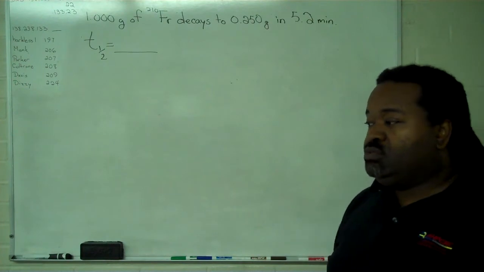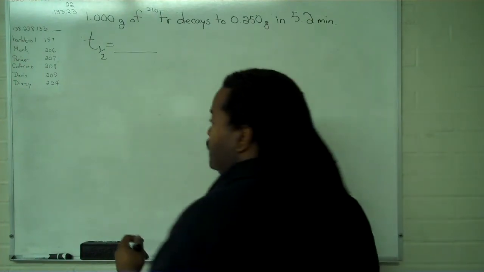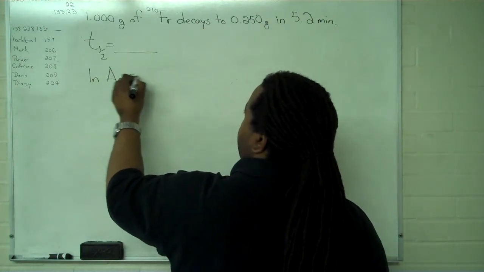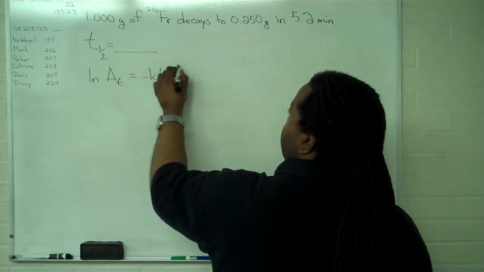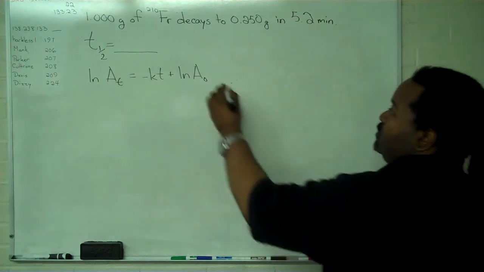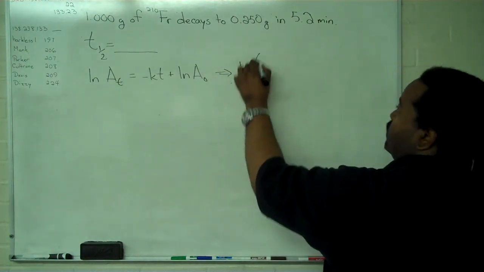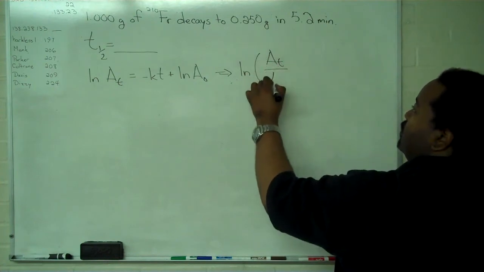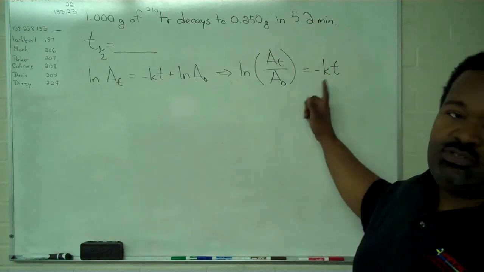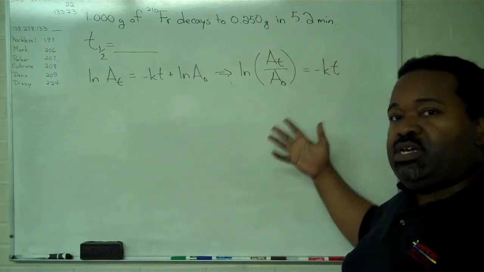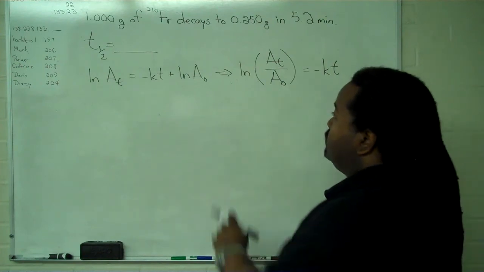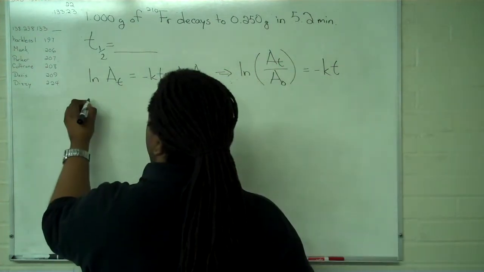Well, we can use our rate law, because we have an amount at a particular time, and we have an initial amount. So if we use our rate law here, and I'm going to write it in the ratio format, this will allow us to find a value for the rate constant. And because this is a first order reaction, once we have the rate constant, then we'll be able to determine the half-life.